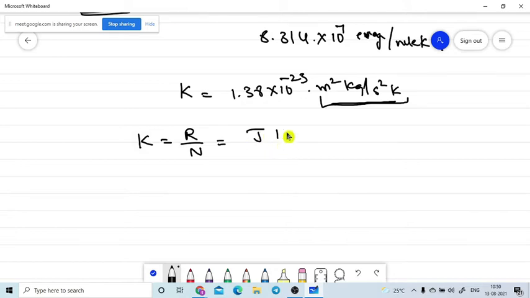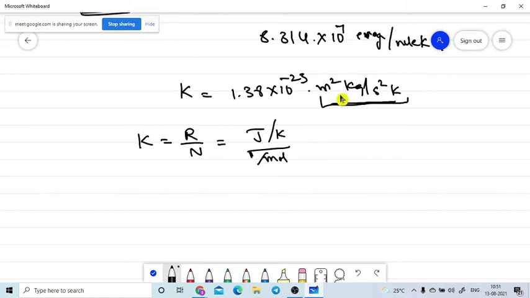Joule per Kelvin divided by moles, just per mole. But here the moles term does not appear. Are you getting or not? Yes, sir, the moles term is not appearing.